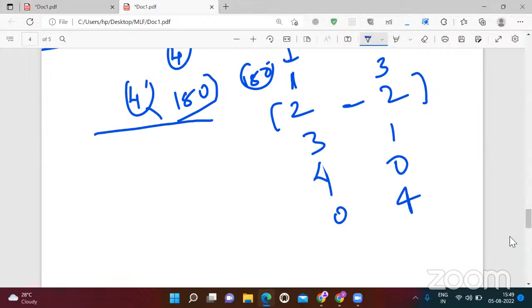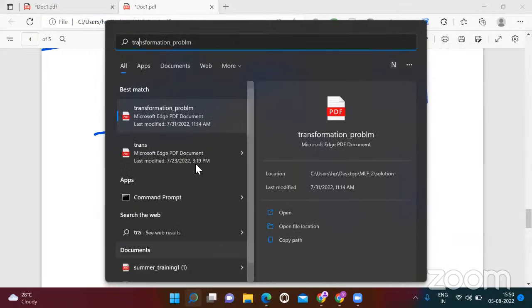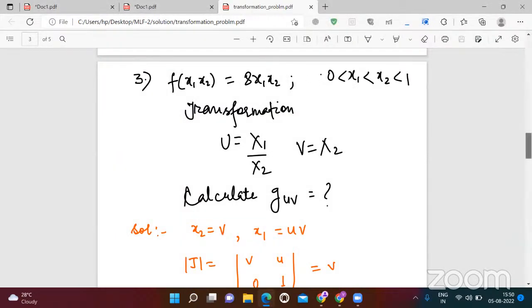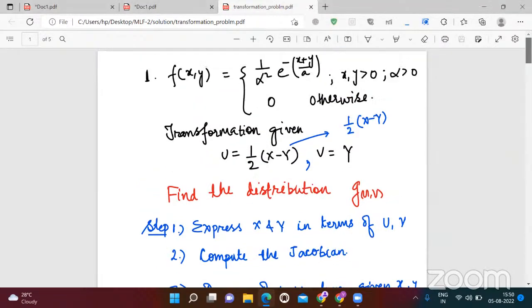Okay, so I'll just open the file that I've already shared with you. I'm telling you for the third or fourth time, just go through all the problems given here. From here only we'll see the Jacobian matrix.